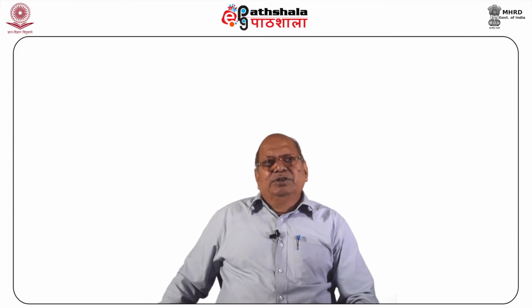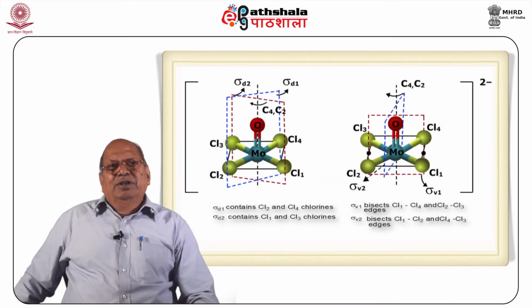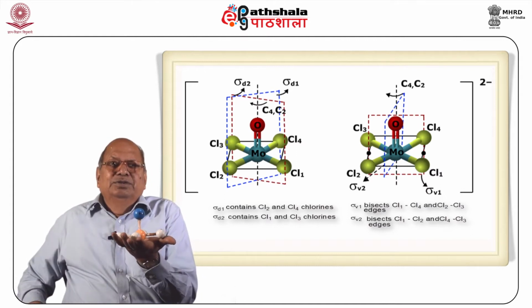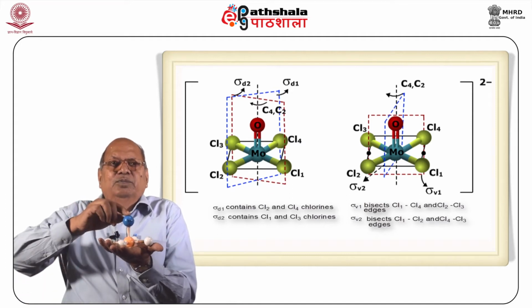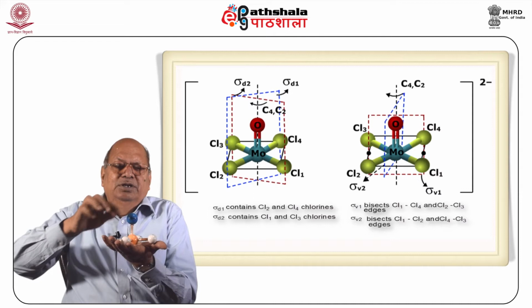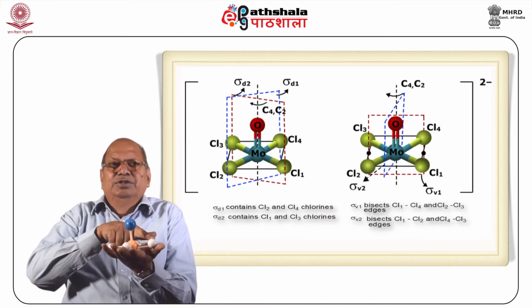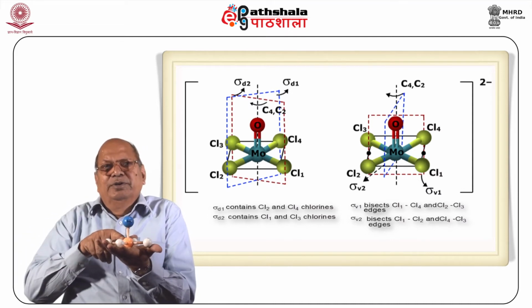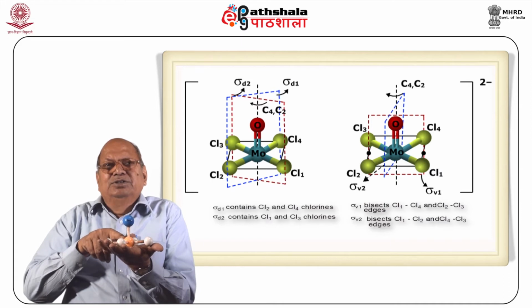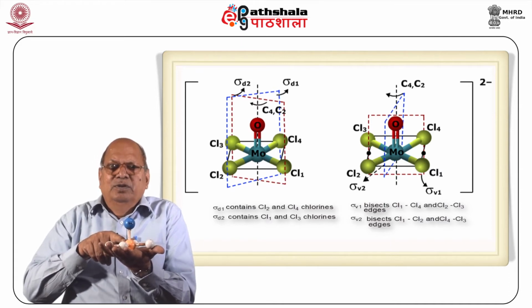Now, the various symmetry elements are given. I will explain these various symmetry operations with the help of the module. Now, let us take this molecule. Here, this blue ball represents oxygen, these white balls represent chlorine, and this is my molybdenum atom. That is, this molecule has C4V point group.